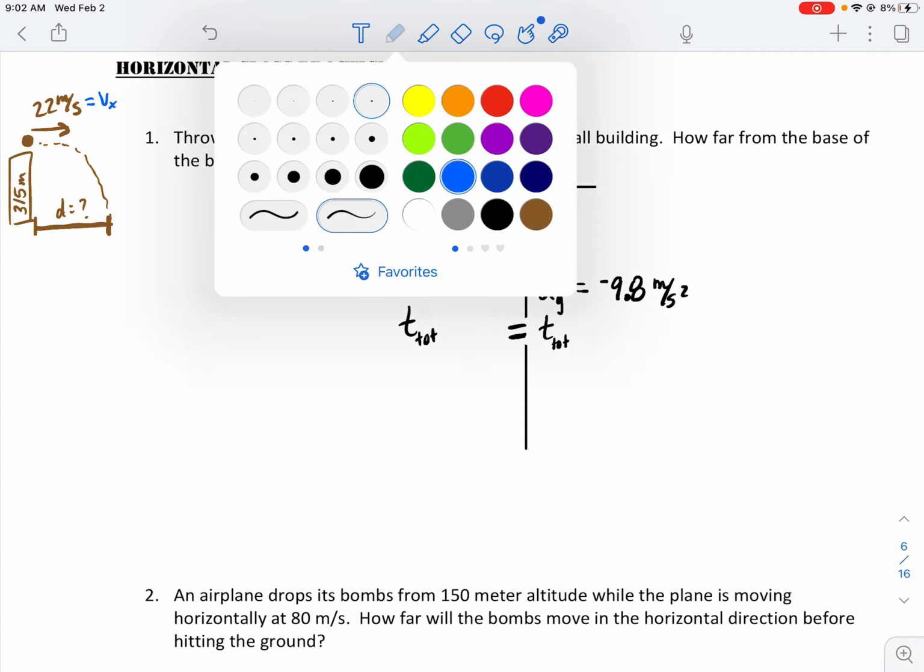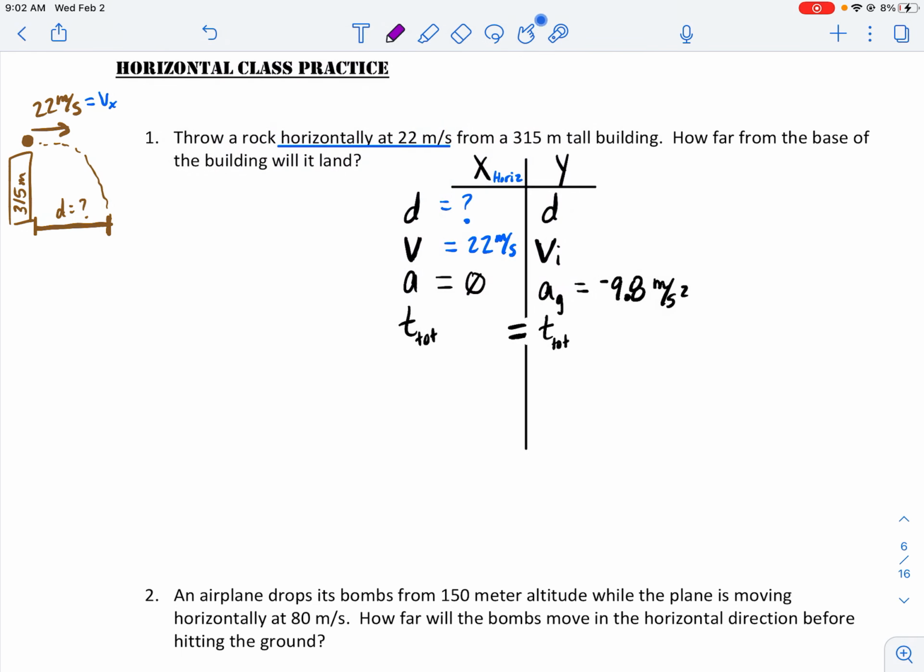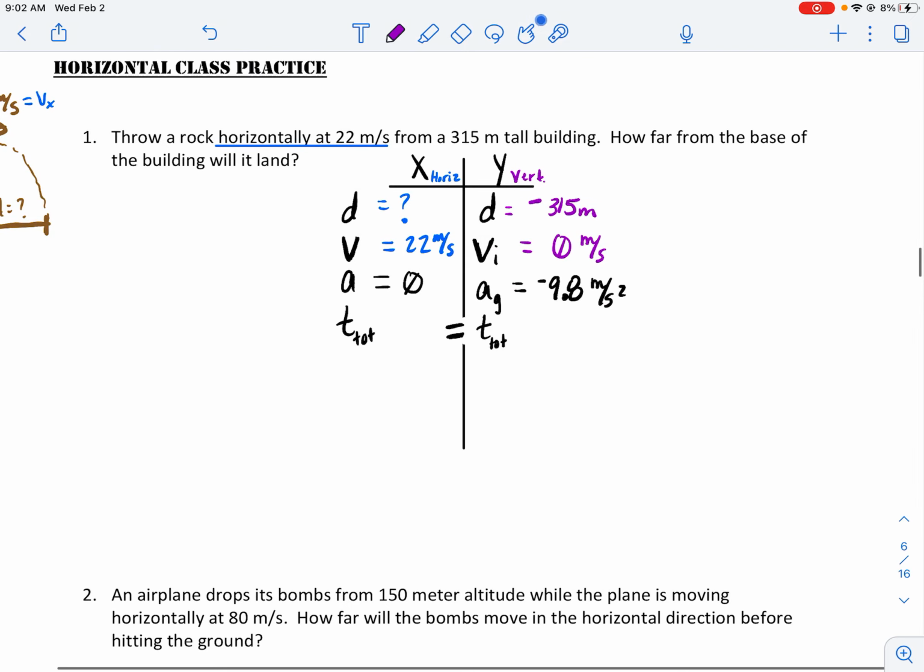Now, we are also told from the problem that we have vertical displacement. So the y-axis is the vertical axis. And so my object is going to land on the ground below the building. So we're going to list this as a negative 315. And then because vertically speaking, it is going to go down. It starts at the highest point and drops from there. Then we are going to list our initial velocity as being 0 meters per second.